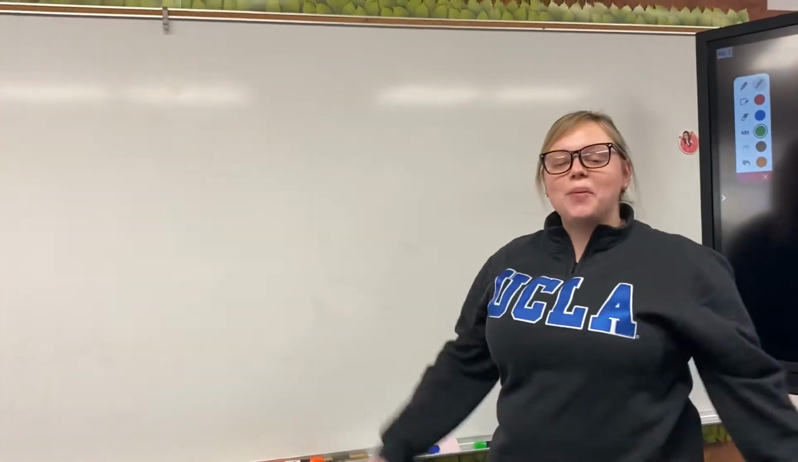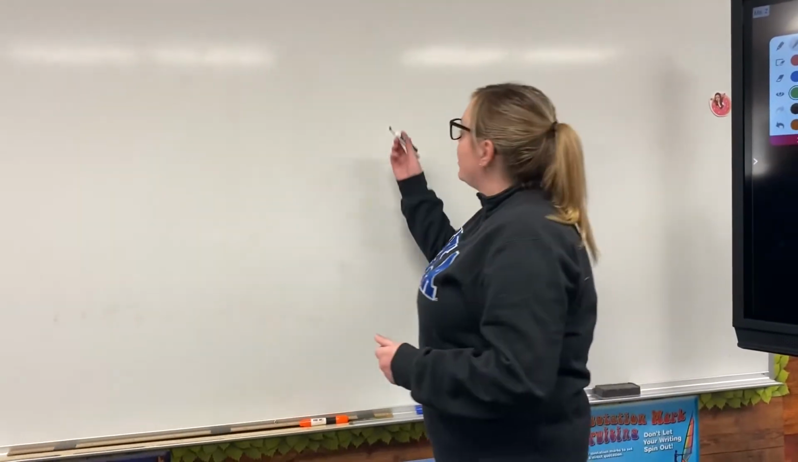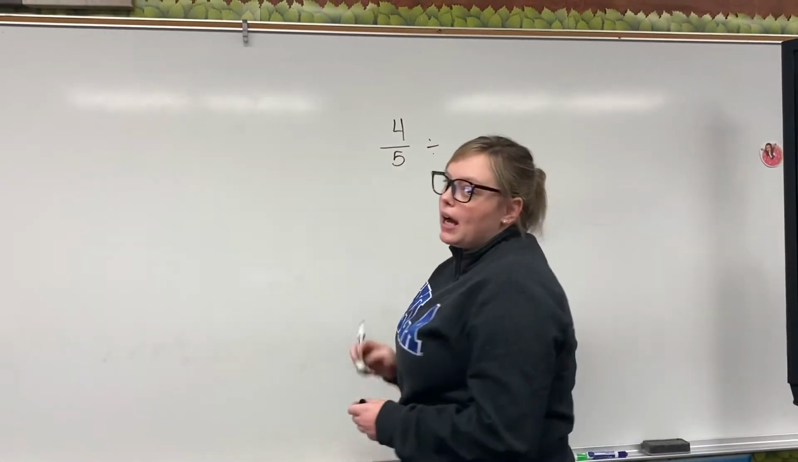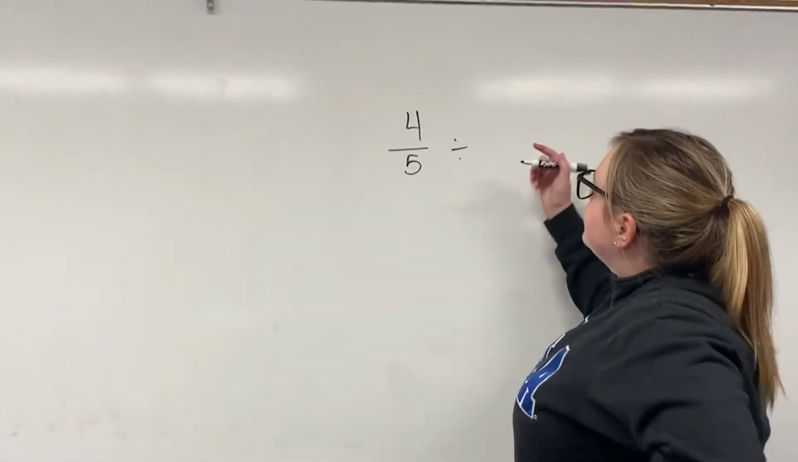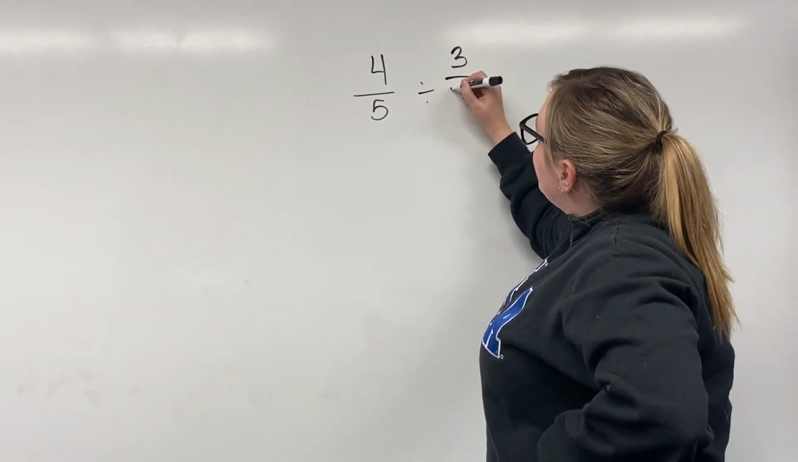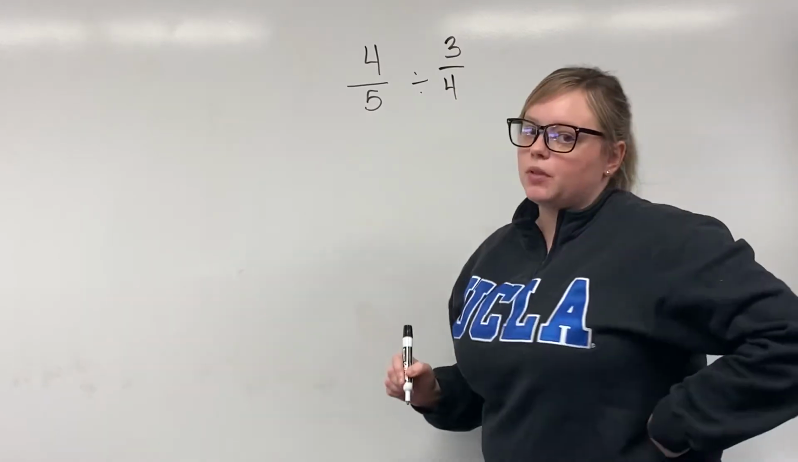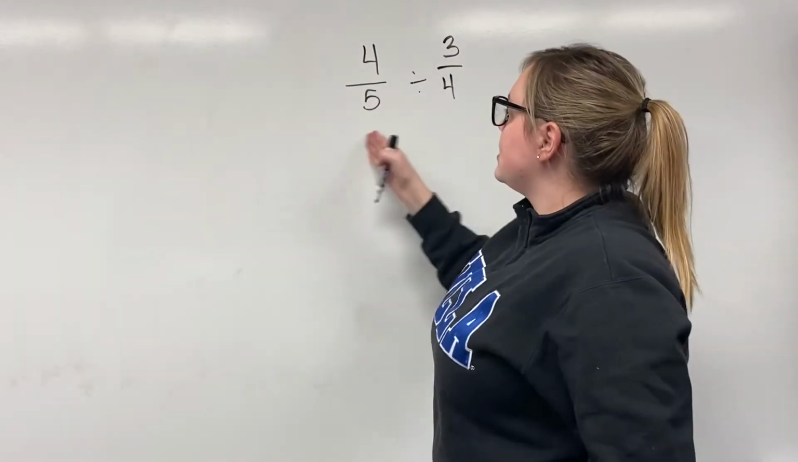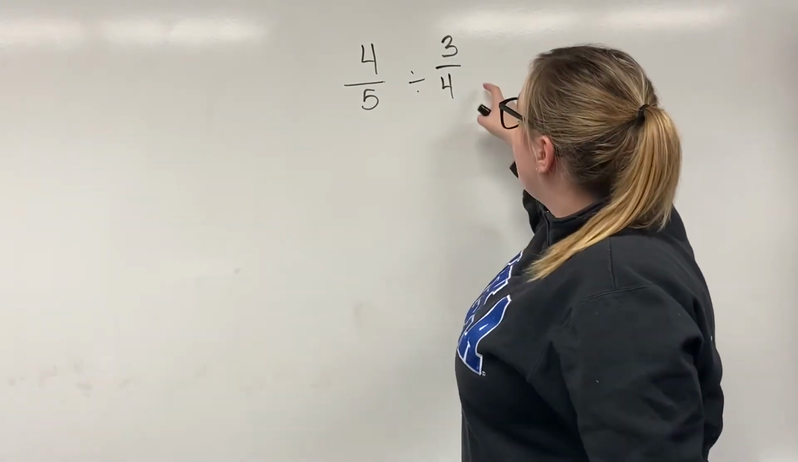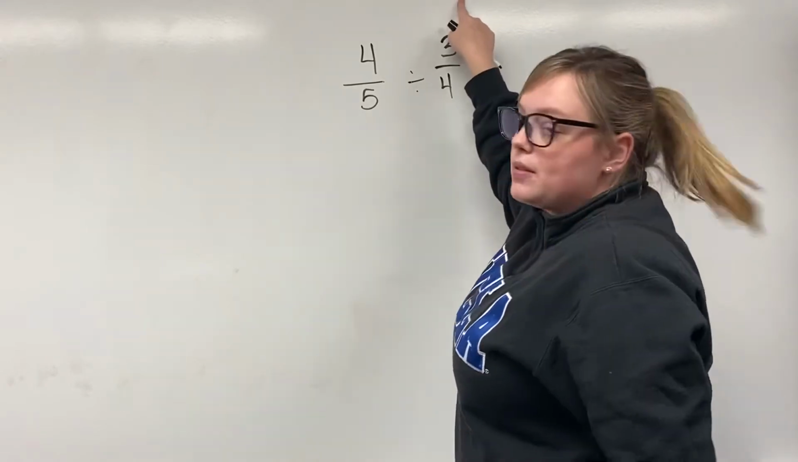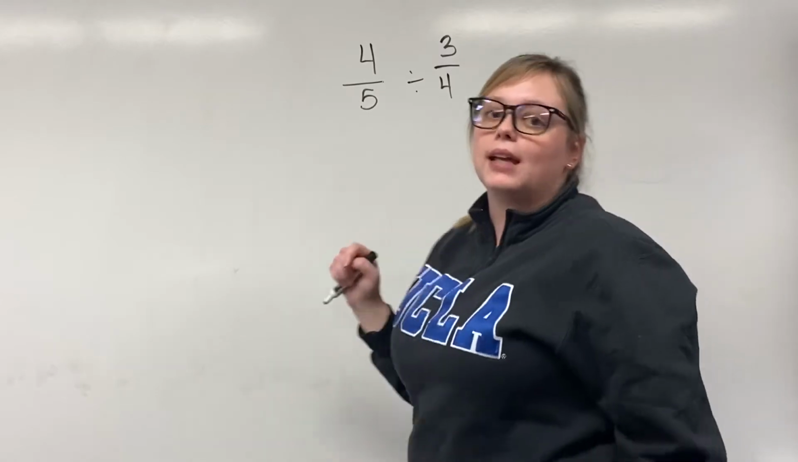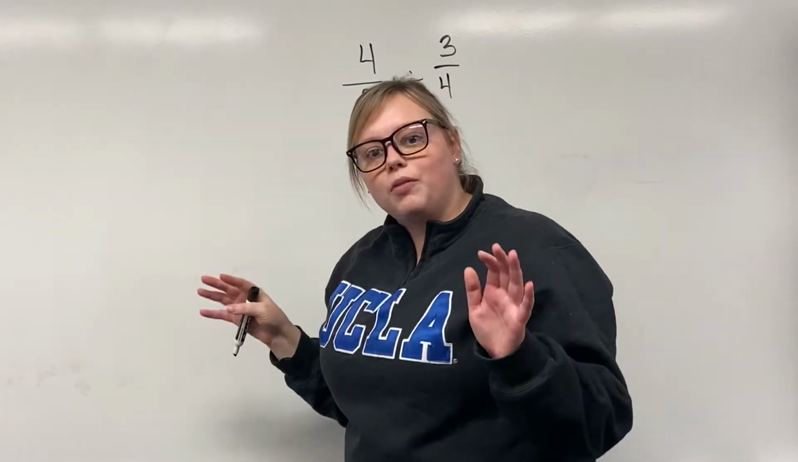Hi guys, so I'm going to do the example for you guys, and I'm just going to go ahead and do 4/5 divided by, let's do 3/4. Alright, 4/5 divided by 3/4. That means I have 4/5 of a pan of brownies left, and I want to share it, and I want to give each person 3/4. So how many friends can I give 3/4 to? That's what we're figuring out.